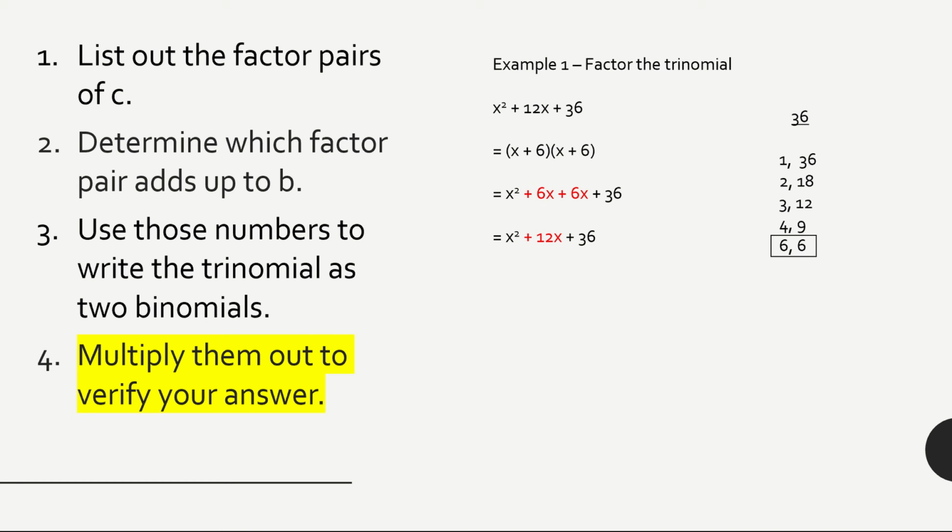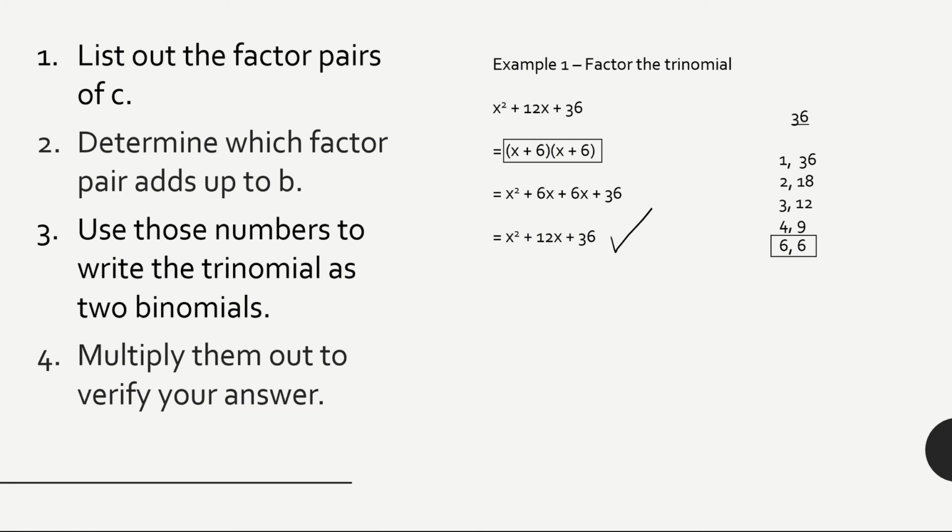Then what we can do is combine like terms. So here the two like terms would be 6x and 6x. There's no other like terms. And if you notice here, we actually got the original trinomial. So it's going to be the original one, x squared plus 12x plus 36. Because we got the original trinomial, that means that we factored it correctly, okay?